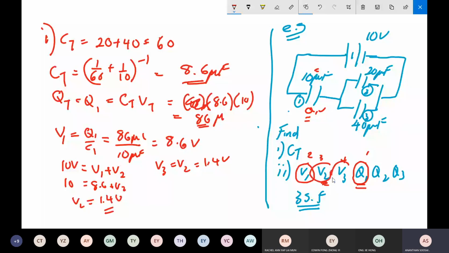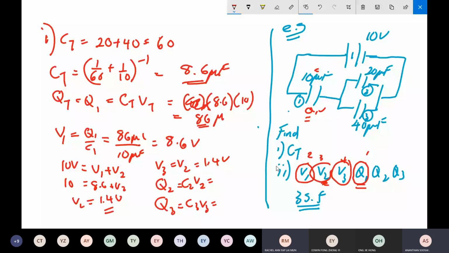V2, V3 done. Parallel. Okay, now you can find Q2 and Q3. So Q2 is what? Q2 is C2 times V2. We know the voltage and capacitors, so you can find Q2. Q3 also you can find. Q3 is C3 times V3. Okay.